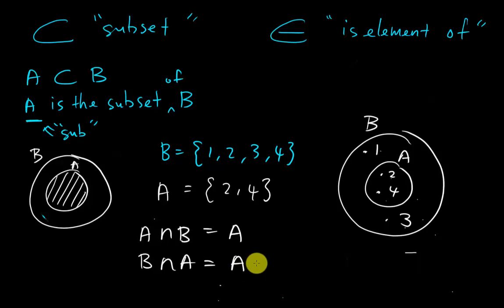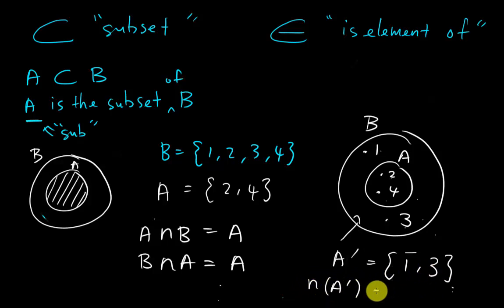Okay, this is something quite important. If in this diagram, the question asks about A complement, meaning outside of A, you only have this, which is outside of A, which is 1 and 3. So if asked about the number of elements outside of A, that means you have two numbers here, which is 2. Right, so I hope you can understand the meaning of subset, and the meaning of its element of, and the meaning for empty set.